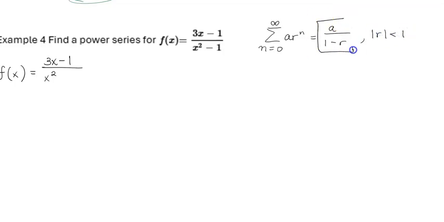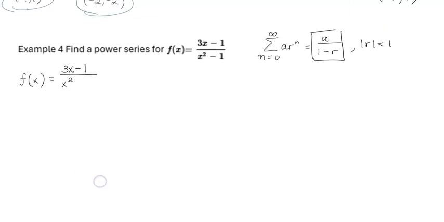So we're trying to get our function to look like this, which is not going to happen if we have x squared minus 1 in the denominator. So the first thing we need to do is decompose this into partial fractions.